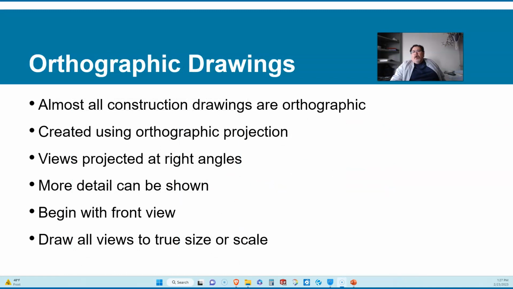Orthographic drawings: almost all construction drawings are orthographic. They're created using orthographic projection, views projected at right angles. So we're going to see examples of that. When we say they're projected, we're going to get you to understand what it means for something to be projected. And views projected at right angles. More details can be shown. We'll begin with the front view, and we'll draw all sides to true sides or scale.